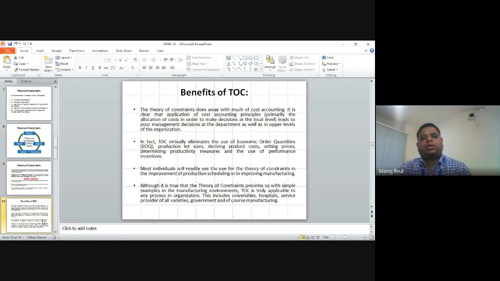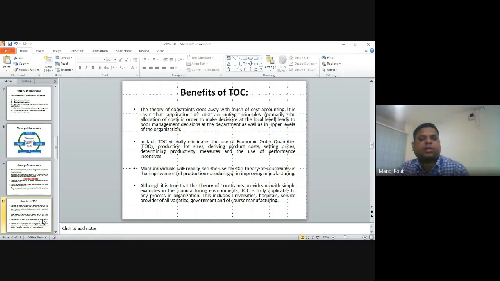the benefits of TOC, or theory of constraints. The theory of constraints does away with much cost accounting, and it is clear that the application of most accounting principles, that is primary allocation of cost in order to make decisions at the local level, leads to poor management decisions at the department as well as the upper levels of organizations. So the theory of constraints does away with much of cost accounting.